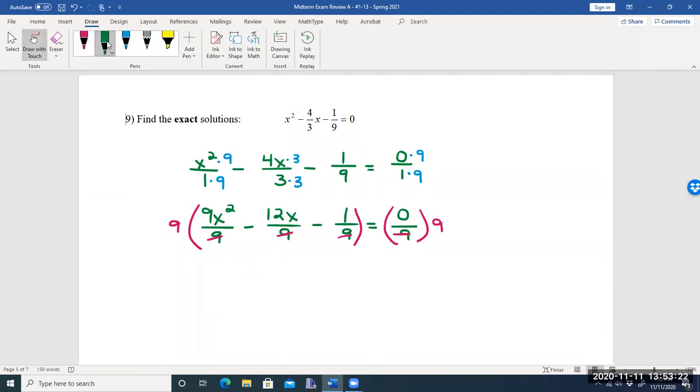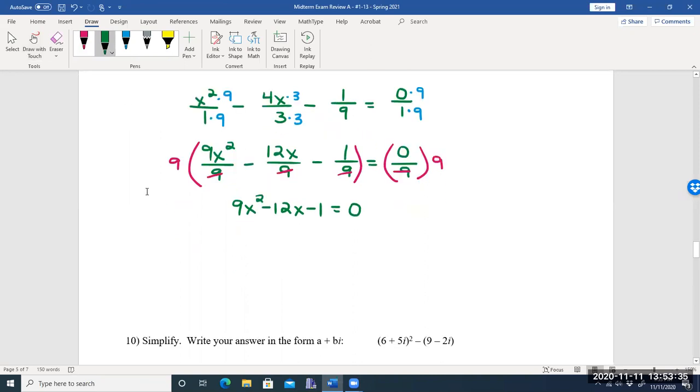So the quadratic equation that I'm going to solve is 9x squared minus 12x minus 1 equals 0. Okay, that looks much better than what the original equation was. To solve this, it's a quadratic equation.